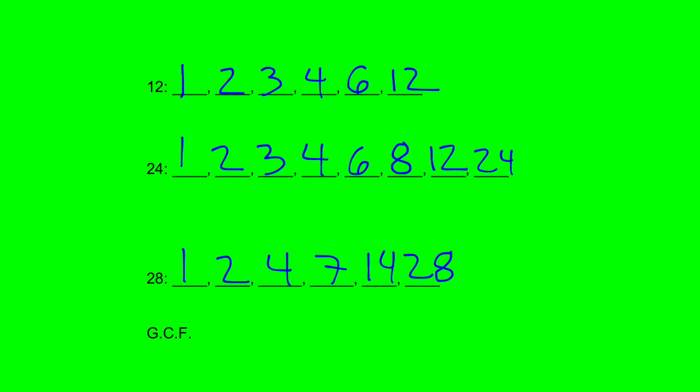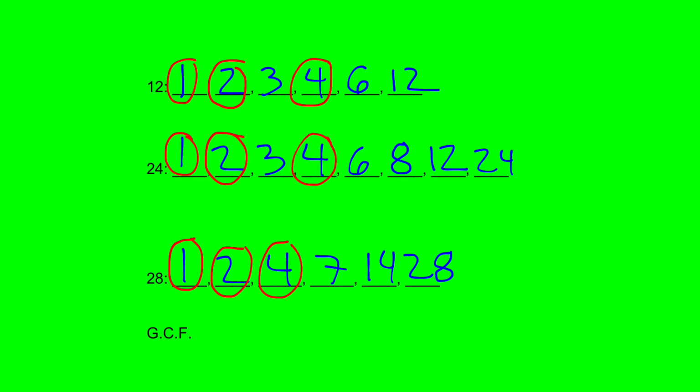And if we circle the ones they have in common, and we want to look at the ones that all 3 of them have in common, they all have 1 in common. They all have 2 in common. And they all have 4 in common. So the greatest common factor of 12, 24, and 28 is 4. And that's how you find the greatest common factor of a set of numbers.